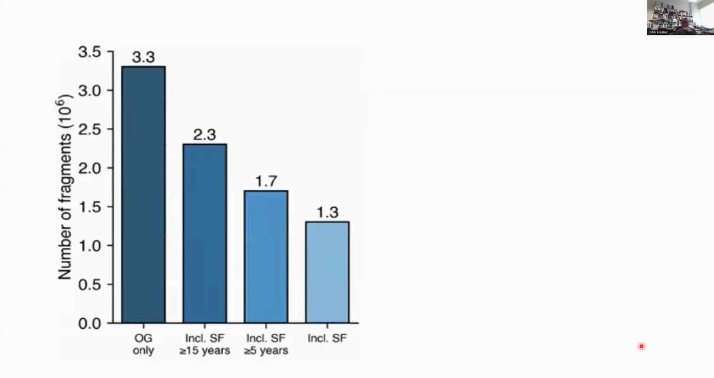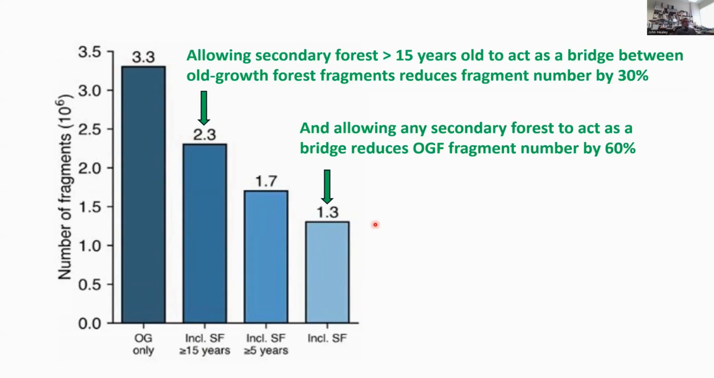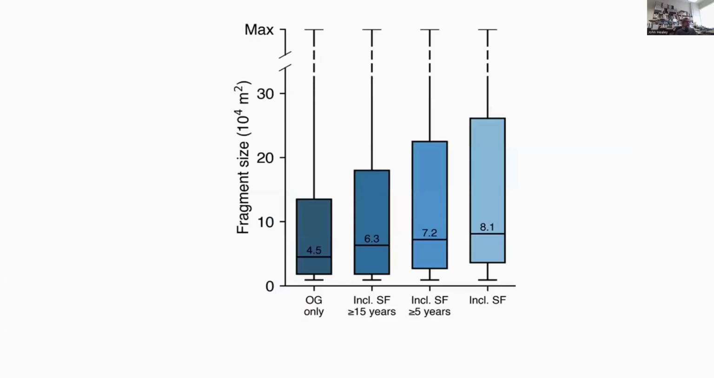So looking at these data graphically, this is the number of fragments in millions across the whole Amazon if we just look at the old growth only and ignore the secondary forest. If we add in just the older secondary forest, more than 15 years, it reduces it from 3.3 million down to 2.3 million separate fragments. And so that's reduced the number by 30%. If we go all the way through to include any secondary forest of any age, it's reduced the number of fragments by as much as 60%.